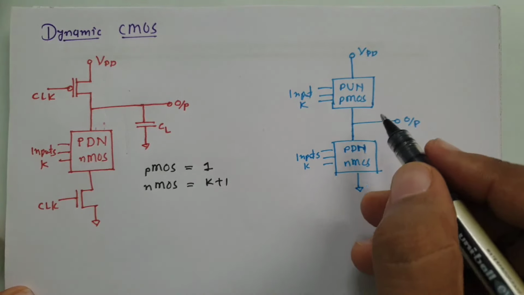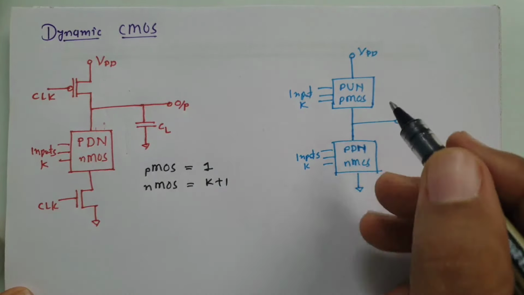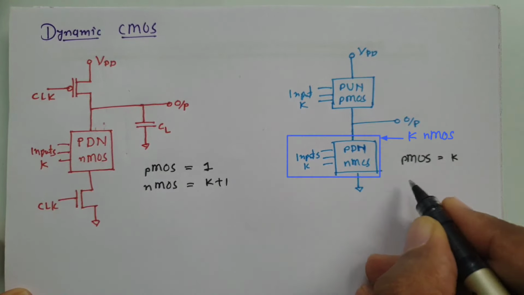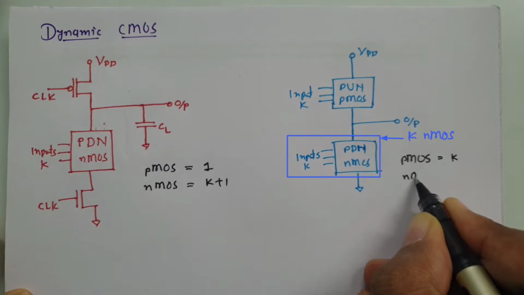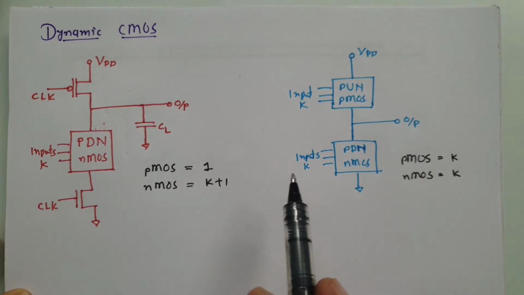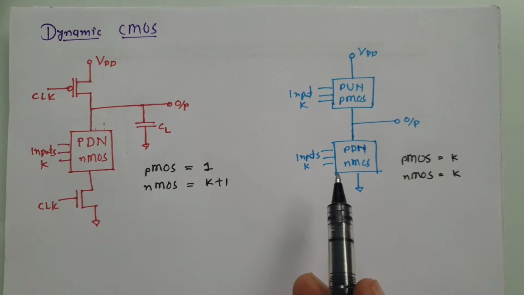As for the number of transistors in Static CMOS, the pull up network has PMOS, so as per k inputs the total PMOS are k, and the pull down network has NMOS, so as per k inputs the NMOS are k. So the number of transistors is greater in Static CMOS compared to Dynamic CMOS.